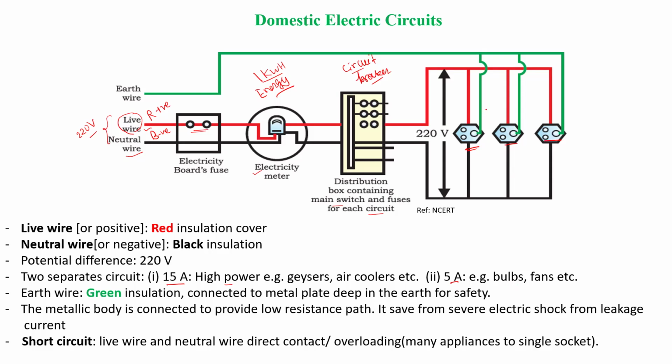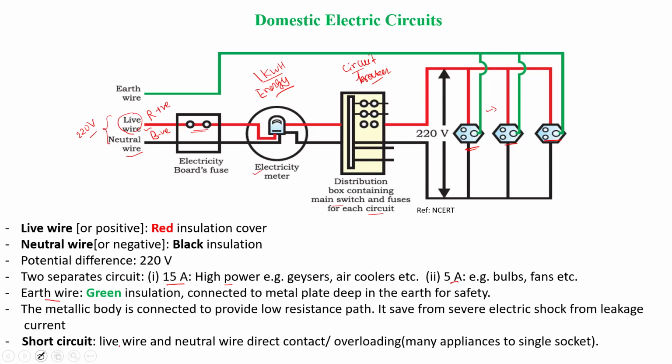Apart from this, the third one is the green color. The green color insulation shows that it is the earth wire, and it is connected to a metal plate that is buried deep inside the earth for safety purposes. Any leakage current or eddy currents that are available are going to pass through this to the ground. Finally, whatever devices we are using in the home, the metallic body is connected to this earthing to provide a low resistance path. So it is able to save us from the electric shock that occurs due to leakage of the current.